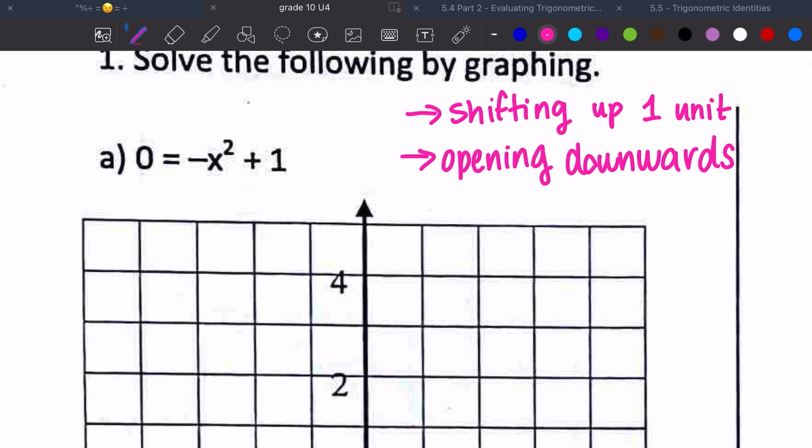Anytime you have a plus or minus on the outside, not in brackets, that's our K value. If it's in the brackets, that's our D value. So this means we shifted 1 unit up, and we're opening down. So I'm going to be frowning.